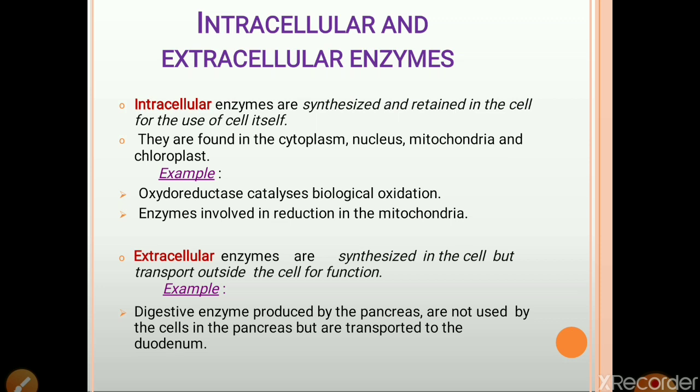Then there are extracellular enzymes. Enzymes which are synthesized inside the cell but perform work outside the cell, meaning their functional activity is beyond the cell, are called extracellular enzymes. Digestive enzymes mostly produced by the pancreas are extracellular enzymes. There are also a lot of others, and they work by being transported to the duodenum.